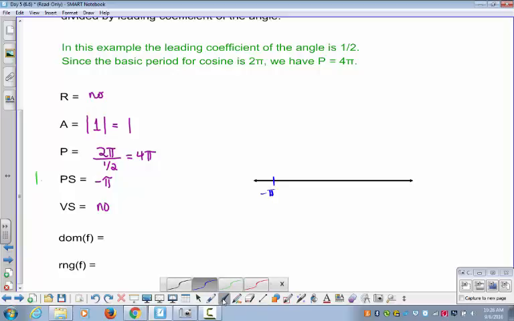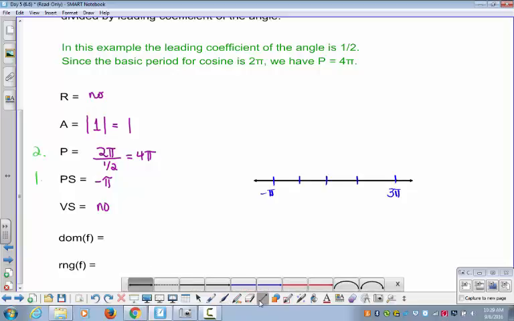But before I put the y-axis in there, let's take a look at this period. So if the left endpoint's over at minus pi, and the period is 4 pi, what does the right endpoint have to be? Has to be what? 3 pi. Because we're starting at minus pi, and we're going to go 4 pi to the right. So that tells us that our right endpoint is over here at 3 pi. So now we can see that I need 4 subintervals here. So the one that corresponds to the y-axis is going to be right there.